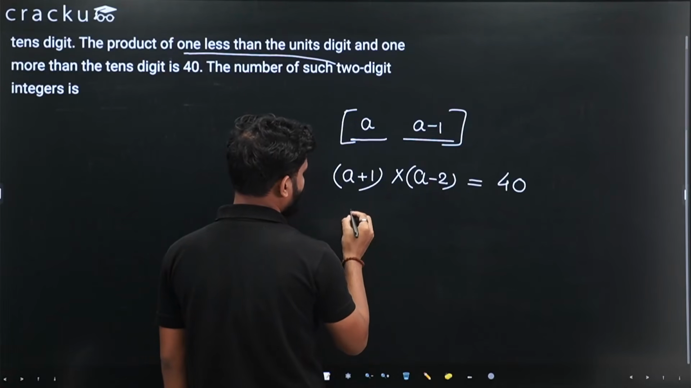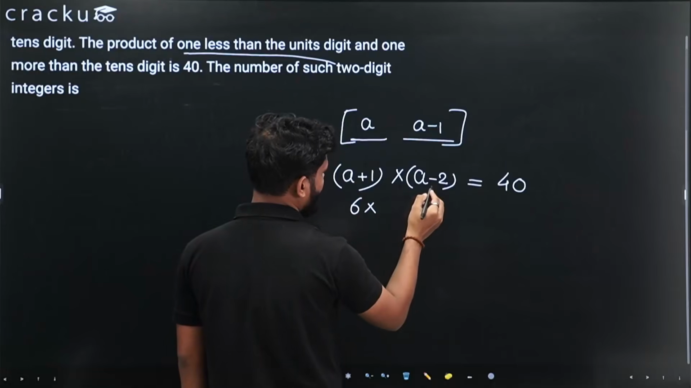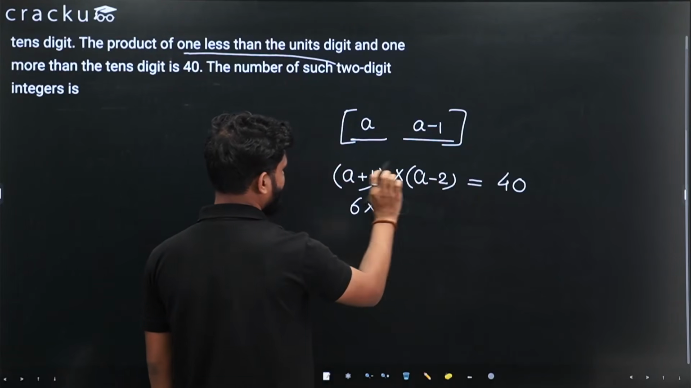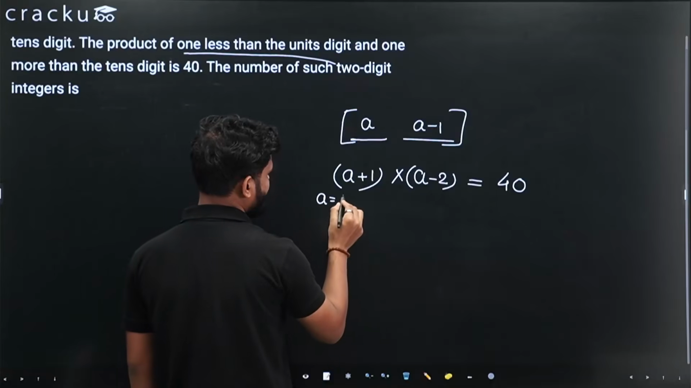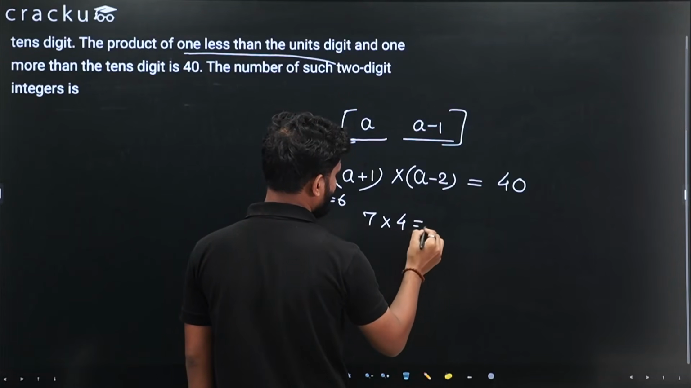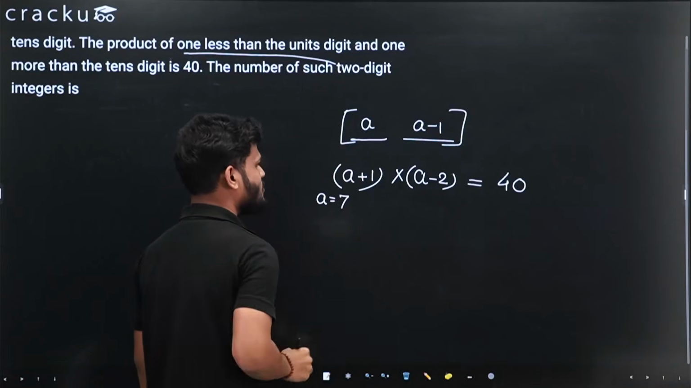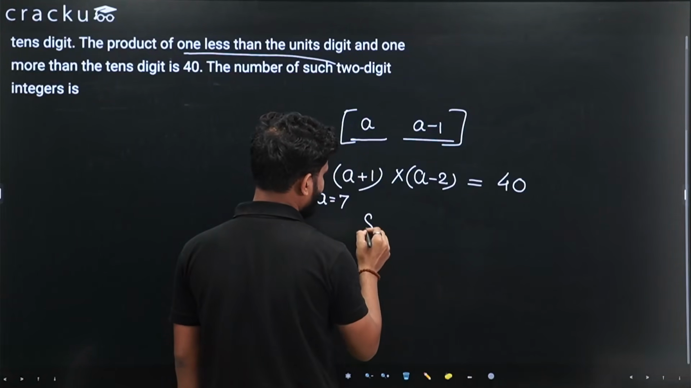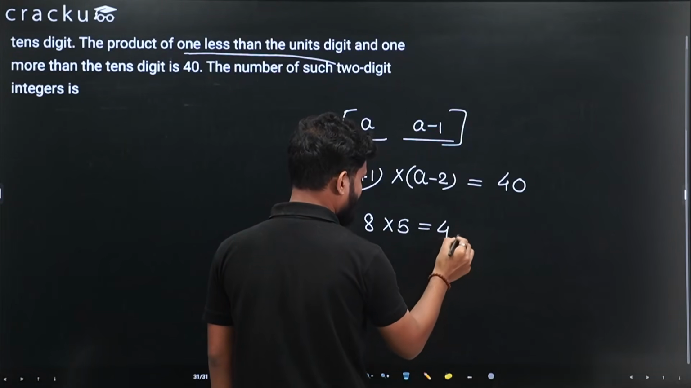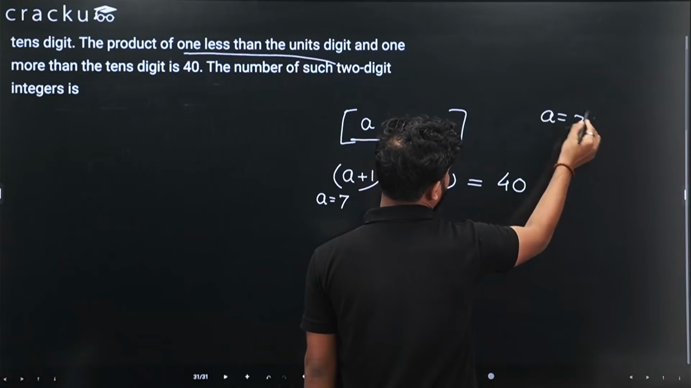What if a is equal to 5? So a plus 1 will be 6, 5 minus 2 will be 3. This is 18. So this is also not satisfying. What if a is equal to 6? This will be 6 plus 1, 7, 6 minus 2, 4, which is 28. This is also not satisfying. What if a is equal to 7? 7 plus 1 is 8, 7 minus 2 is 5, which is actually equal to 40. So a is equal to 7 is satisfying.